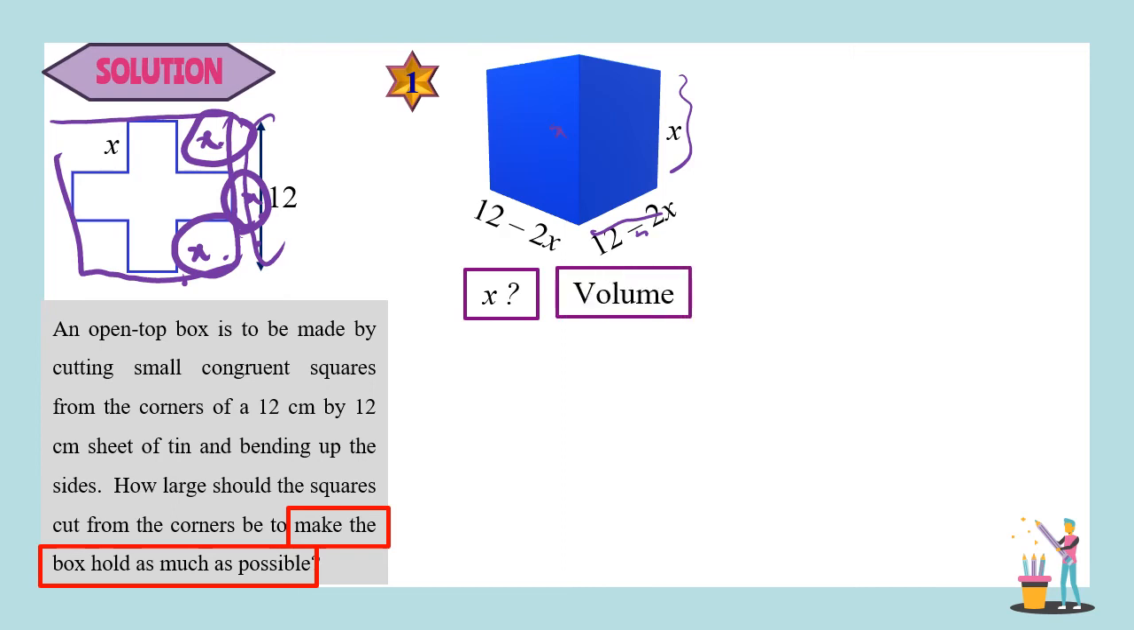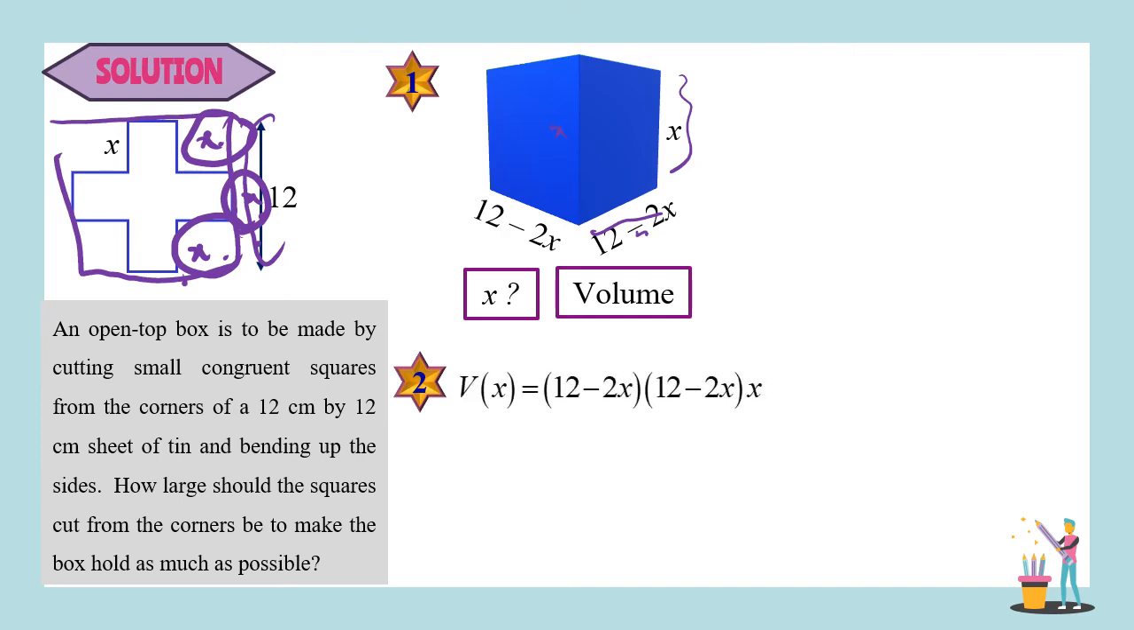So we need to find what is the volume. So we can represent the problem by the volume. What is the volume? Multiply the length, the width, and the height. So it will be 12 minus 2x multiplied with 12 minus 2x multiplied with x.